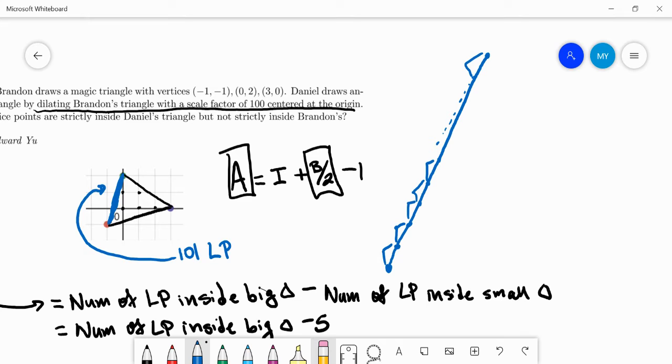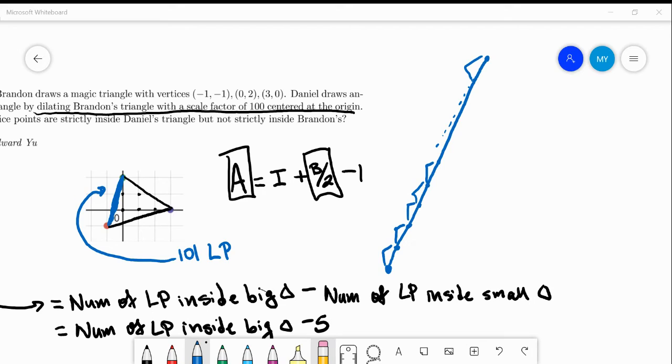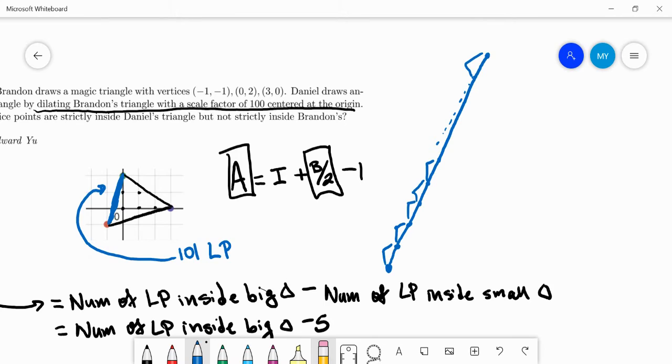Great. So now that we have 101 lattice points on the blue segment here, we can do similar logic for the other segments. There's going to be 101 lattice points on the dilated version of the red segment, and 101 lattice points on the dilated version of the green segment. So what does this tell us? That tells us throughout all the segments, there's going to be a total of 303 lattice points across all the segments.